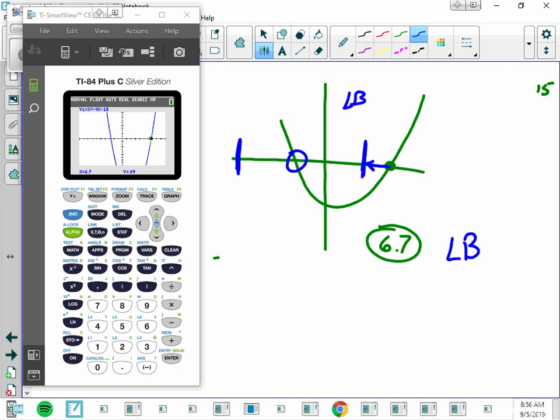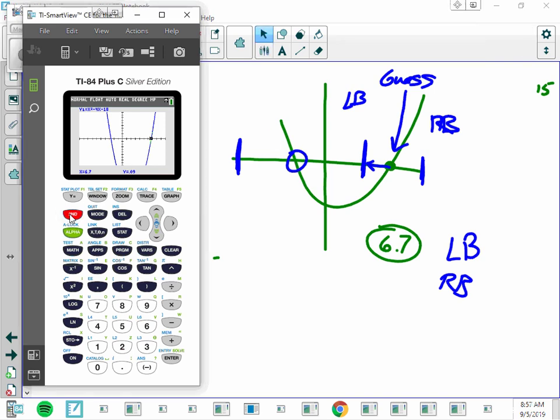And then you need to pick a right bound, which is somewhere over here. And then you have to pick a guess, which is as close to the answer as you can get. Now, the further your guess is from the answer, the more likely you are to get like 8.000000003. Sometimes that happens, sometimes it doesn't. So push second calc, and then we want to do number 2, which says find the zeros.